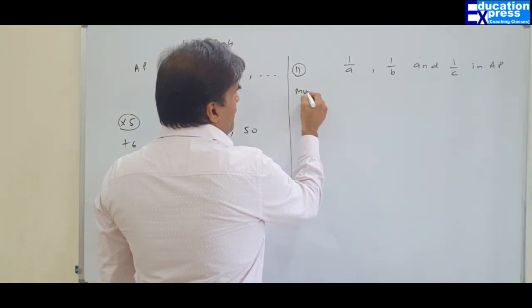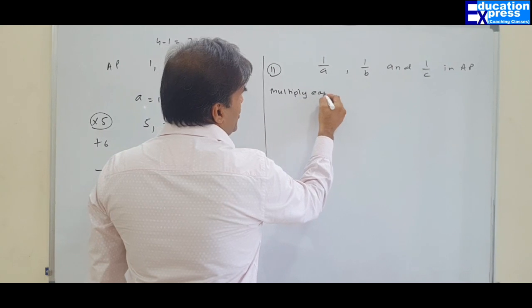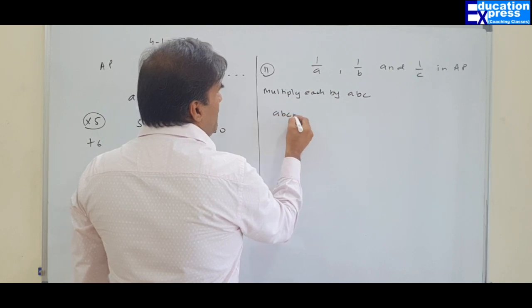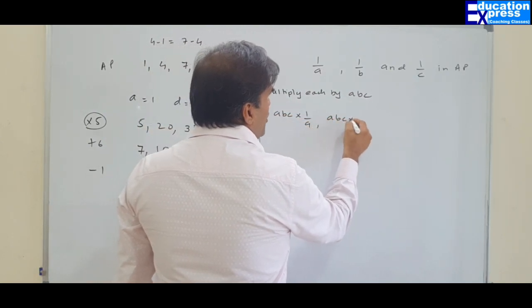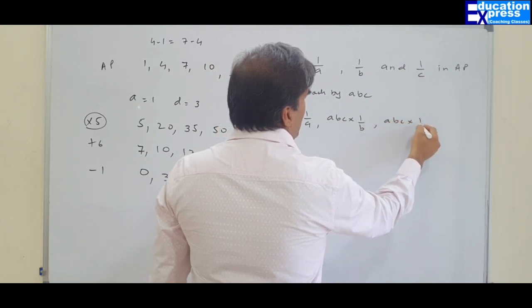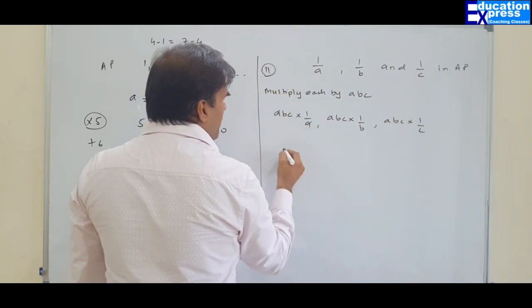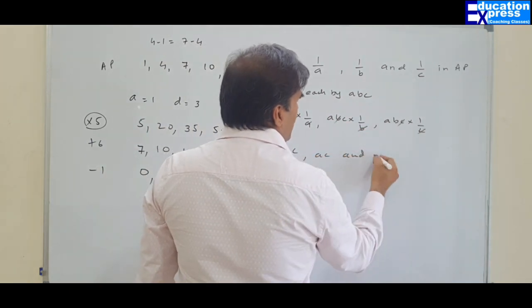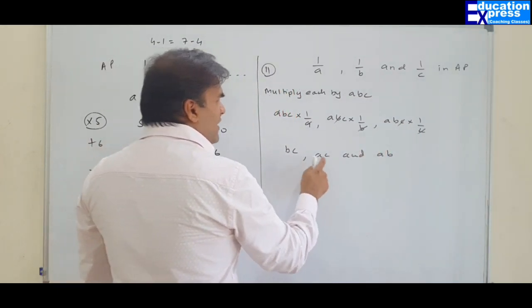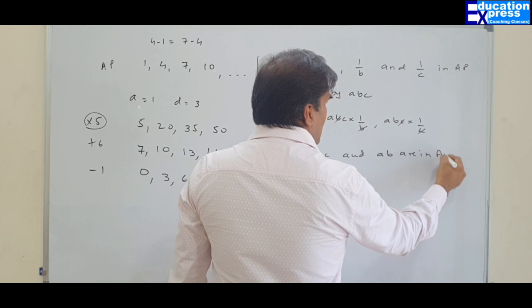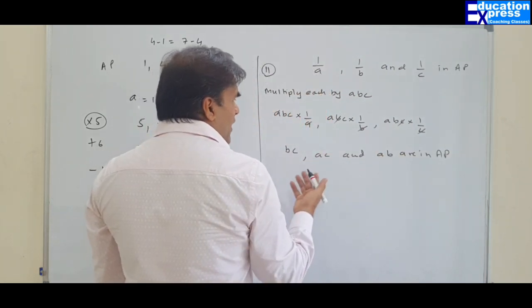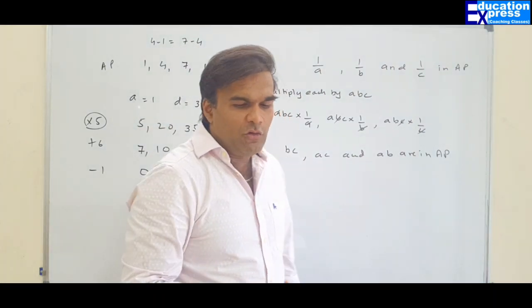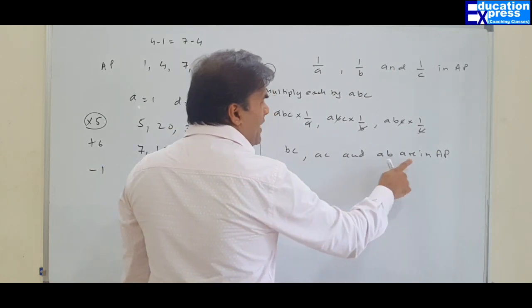If I multiply each by abc, what do you get? So if you multiply by abc, it will be abc into 1 upon a, abc into 1 upon b, abc into 1 upon c. So sir, they become bc, they become ac, and they become ab. So can I say even this is in AP, since they are in AP? So this is the exact question that they have asked. Show that bc, ca and ab are in AP.